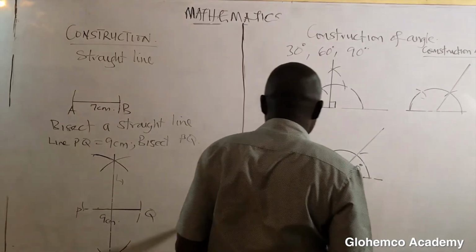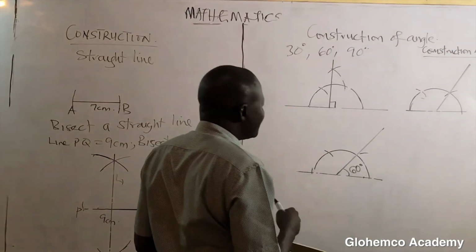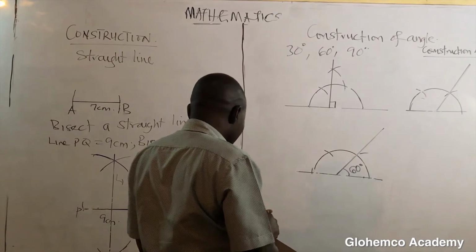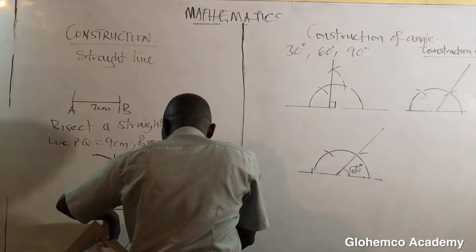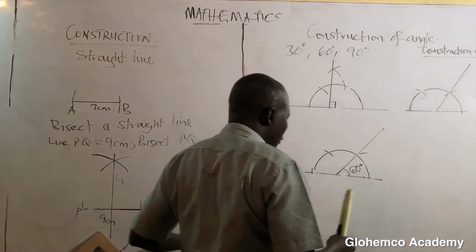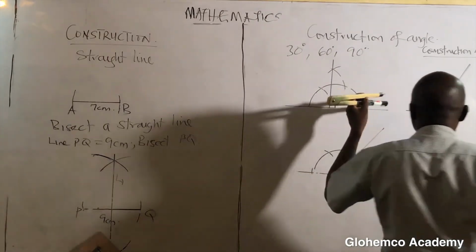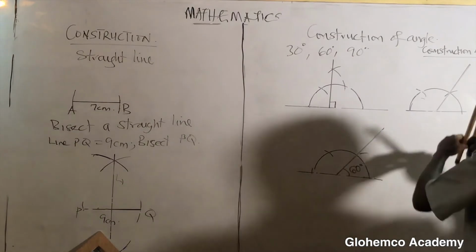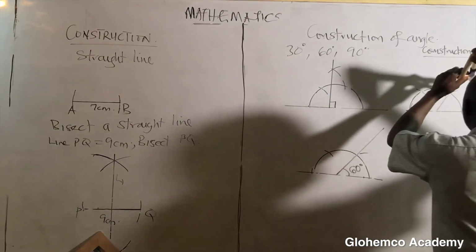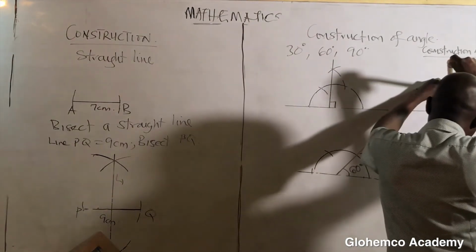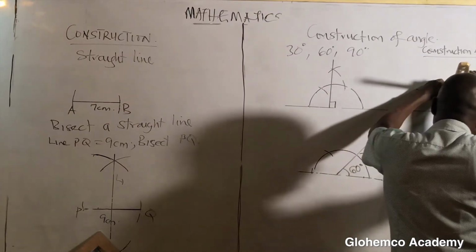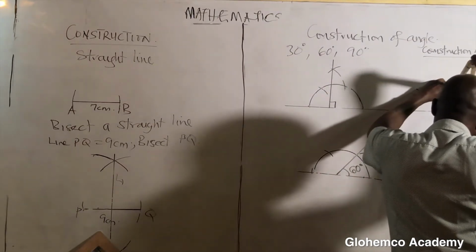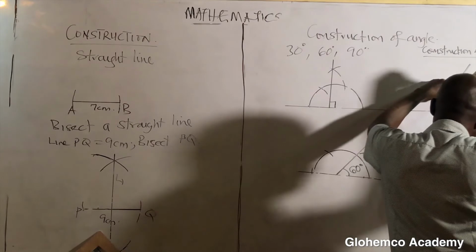Okay. After getting 60 degrees, we have to construct 30 degrees. And we know that 30 degrees is half of 60. Because it is half of 60, you will now come back with your compass, open it to a convenient length, and form an arc from the place where 60 met the arc. 60 met the arc here, open the compass to a convenient length, then mark an arc just like this.